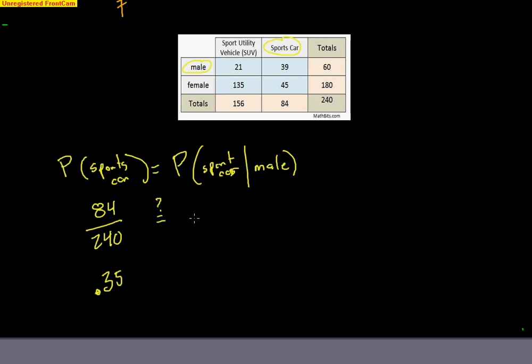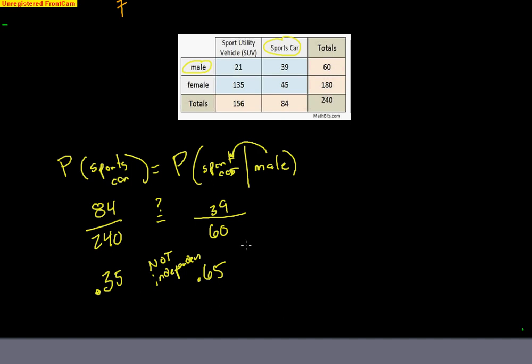I'm questioning this. If I'm a male, that changes my denominator. I'm only allowed to look at the 60 males. Amongst the males, 39 people have a sports car. 39 out of 60 is 65%, 0.65. So, wow, not independent. Clearly, there is an association. Something about being a male increases my chance of having a sports car.